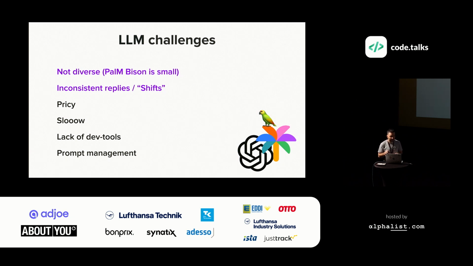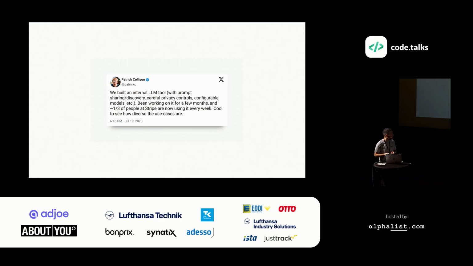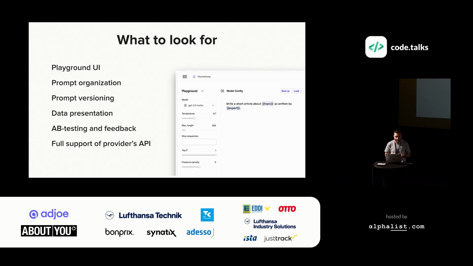Let me start with prompt management and show you this tweet. This tweet is from Patrick Collison, the CEO of Stripe: "We built an internal LLM tool with prompt sharing, discovery, careful privacy control, and configurable models." So Stripe is building these tools internally. You are not Stripe, we are not Stripe. We have to use something that is built for us.